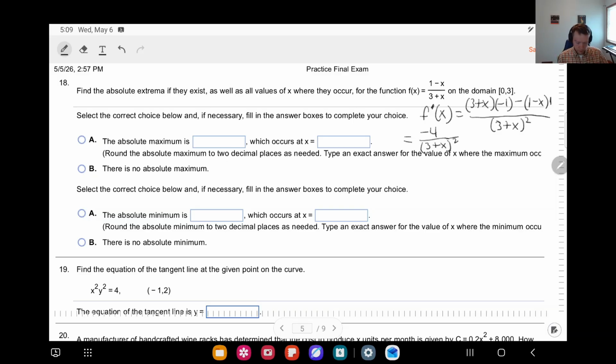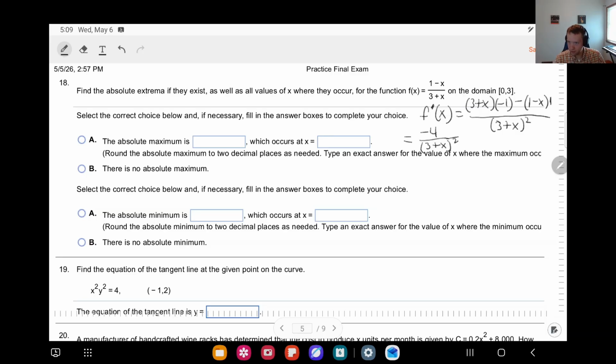So, are there any critical points? Any critical numbers? So, first up, is the derivative ever 0? The answer is no, because this numerator is never 0. It's always -4. So that'll never be 0. Okay, so we can rule that out.